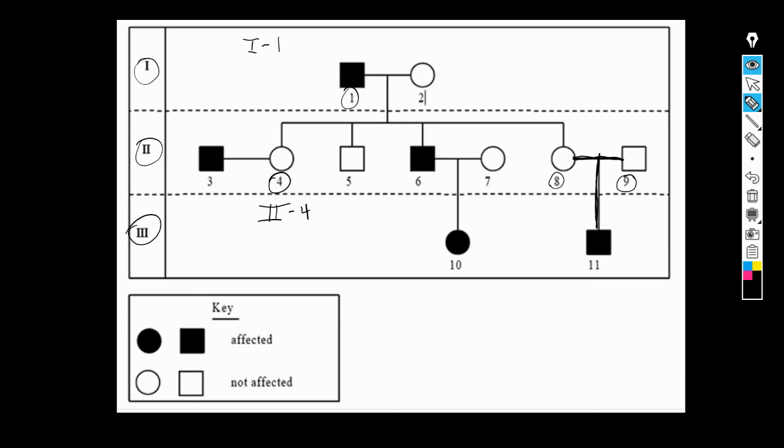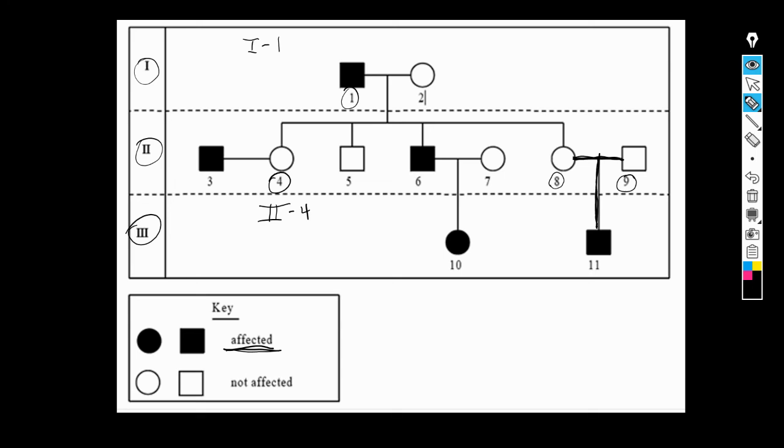Okay. So the reason why I know this is recessive is because the mother, number 8, is unaffected, and the father, number 9, is also unaffected, but their child is affected. And so the fact that 8 and 9 hid this disorder tells me that it's recessive.